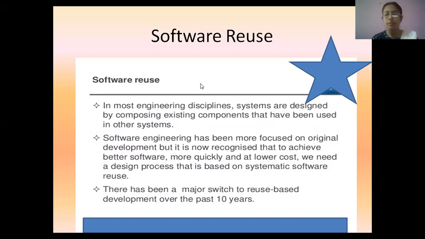In engineering, we try to reuse software by composing existing systems. We apply and implement that component in our new system. That is basically focused on our original development unit, but with a certain addition or amendment, we can reuse our software component and build new software. And this kind of development we have been doing for the last 10 years.